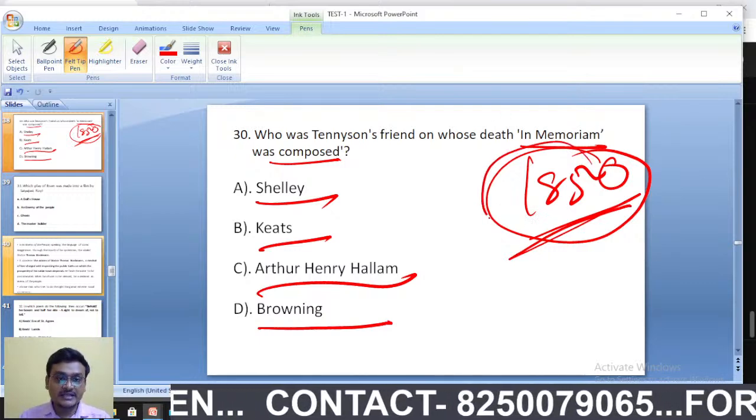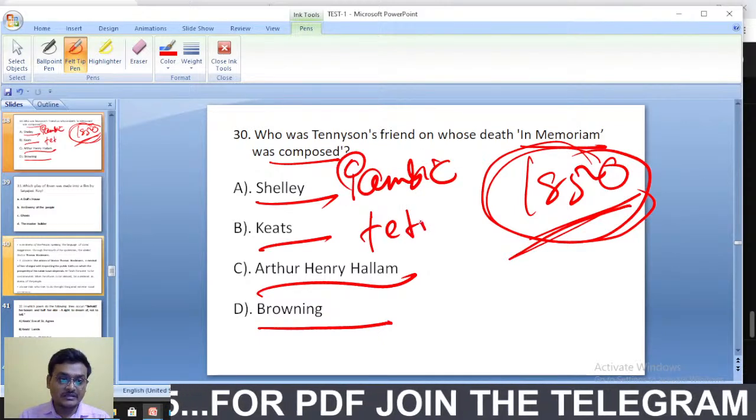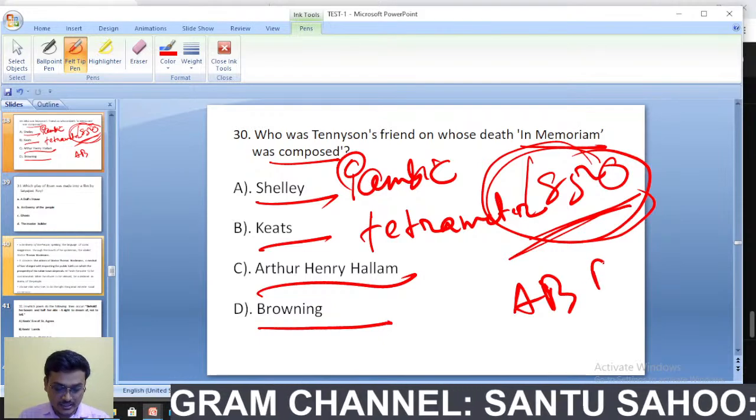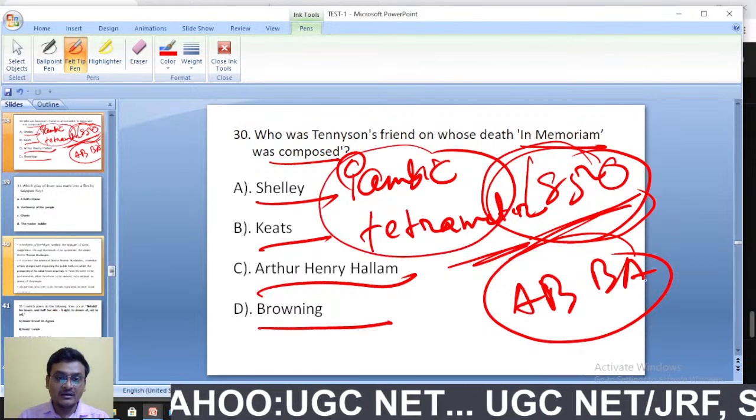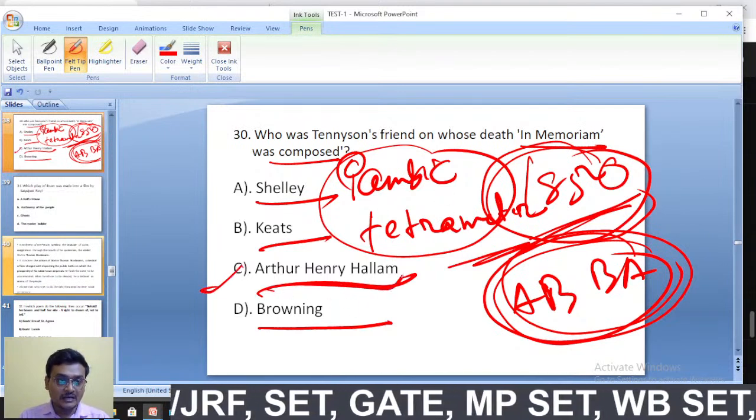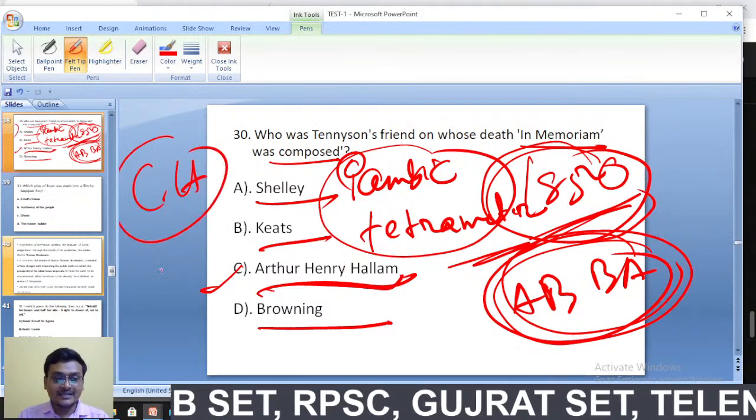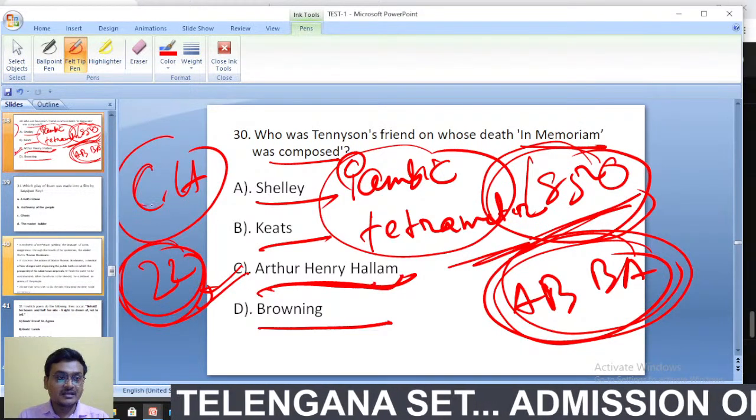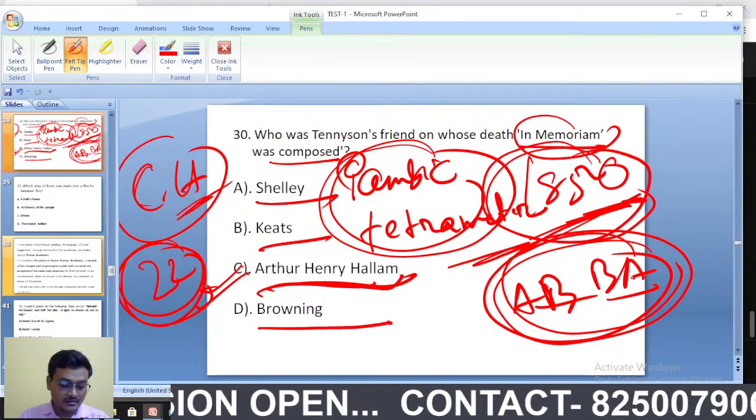So In Memoriam was published in 1850. Write it down that it was written in iambic tetrameter. The rhyme scheme is ABBA, okay? It was written on the death of his friend Arthur Henry Hallam, who died because of cerebral hemorrhage at the age of 22. That is In Memoriam, published in 1850, written in iambic tetrameter, ABBA.